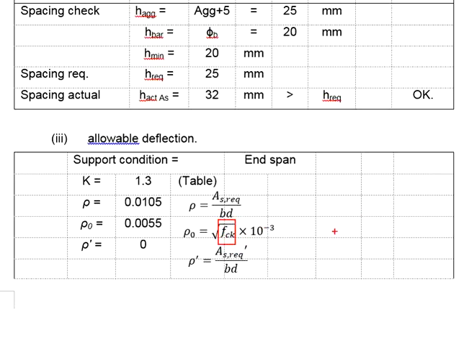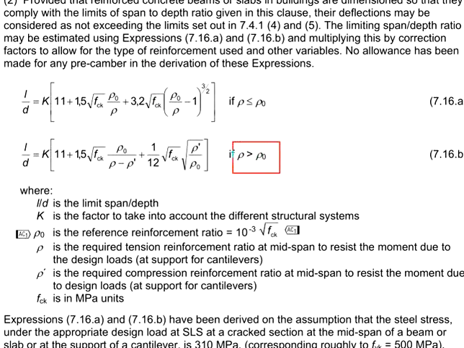FCK is 30 as given in the question. Then you obtain the value for the row note. Compare the row and the row note. The row is greater than the row note. When the row is greater than the row note, you're going to use this equation here. You need row note, and also row prime. Row prime represents the required compression reinforcement bar.